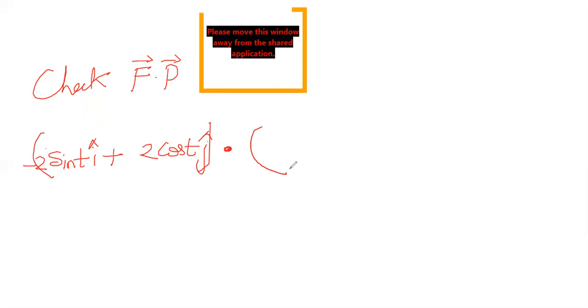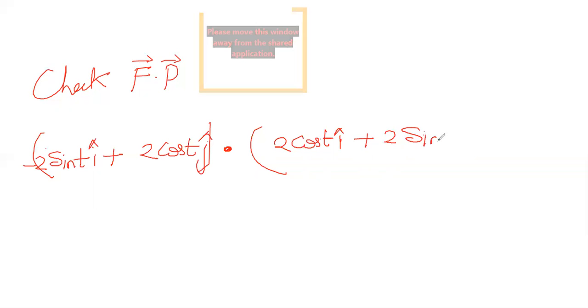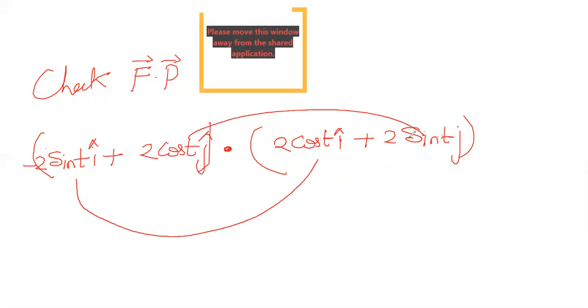Dot P bar is what? 2 cos t i cap plus 2 sin t j cap. This is our P bar. So let us do the dot product. How do you do a dot product? I told you: i will multiply with i, j will multiply with j. All other terms will not survive. I told you the reason.